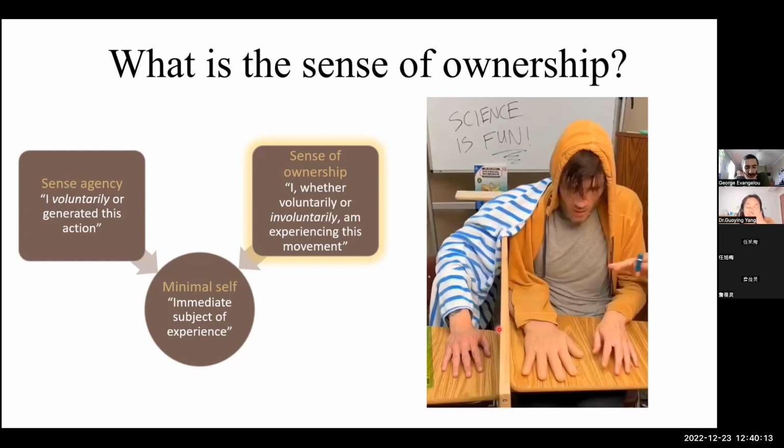I just need to make sure I understand the question. So if someone's controlling something with their mind, would they feel ownership over the thing that they're controlling with their mind?